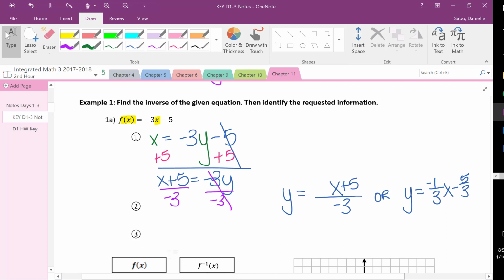In order to do that, you just must replace it with that inverse notation, which is f of -1 to the x power. And you're just rewriting what you just did. So x plus 5 all over -3. Or you could have rewritten the other one.